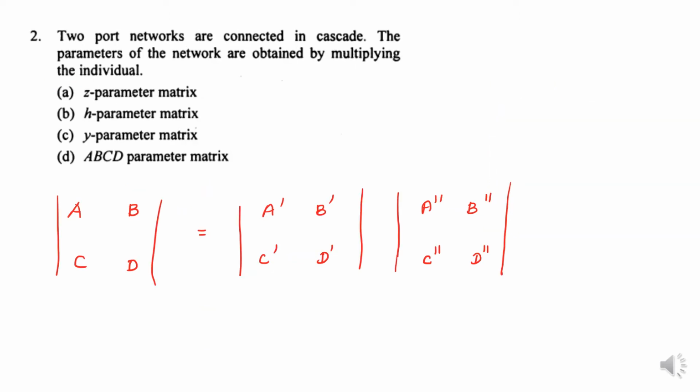Next problem. When two-port networks are connected in cascade, the parameters of the network are obtained by multiplying the individual ABCD parameters. Only when we multiply the individual ABCD parameters do we get the correct answer. So the answer is the fourth one, that is D.